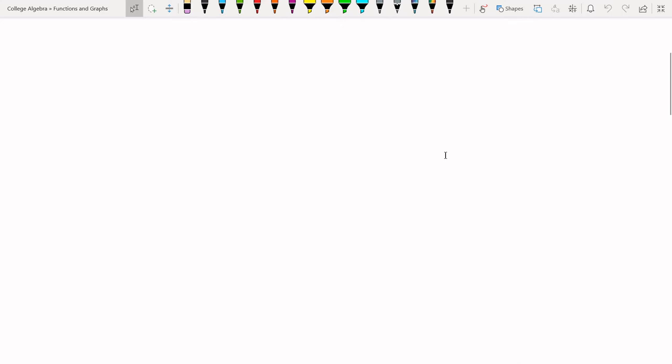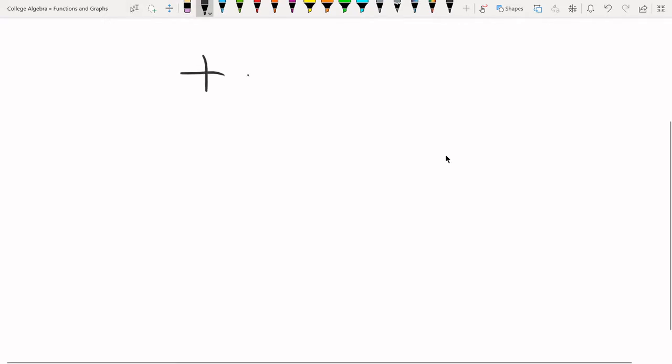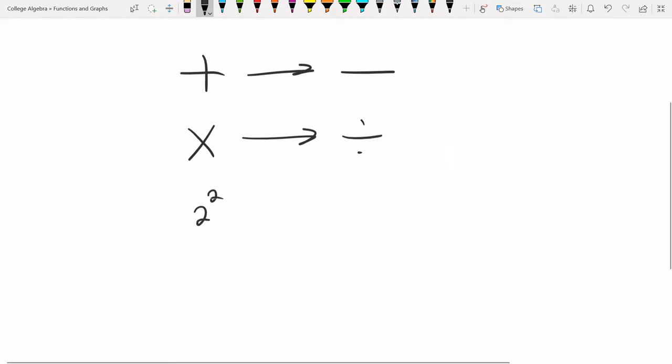We already know about inverse functions from when we learned basic arithmetic. The inverse of addition is subtraction. The inverse of multiplication is division. The inverse of an exponent, say like 2 squared, would be the square root. So exponent goes to square root.